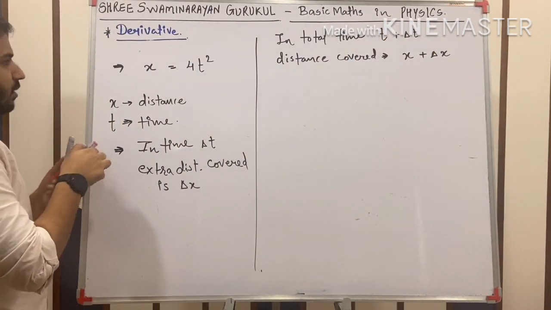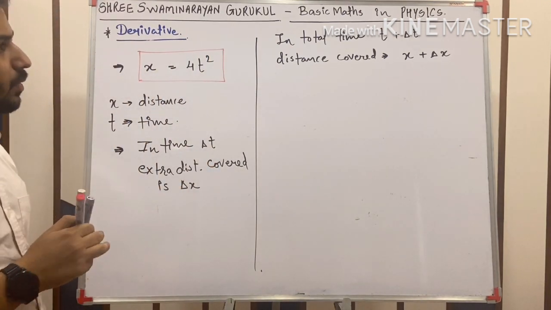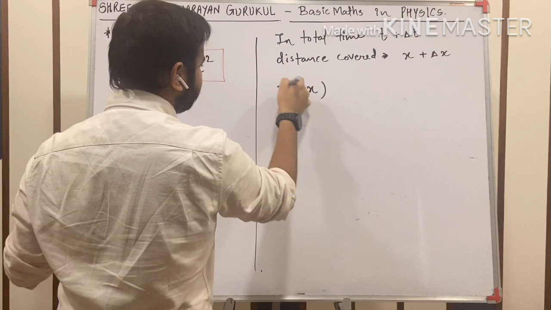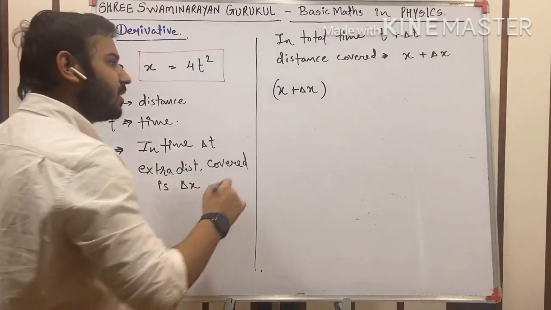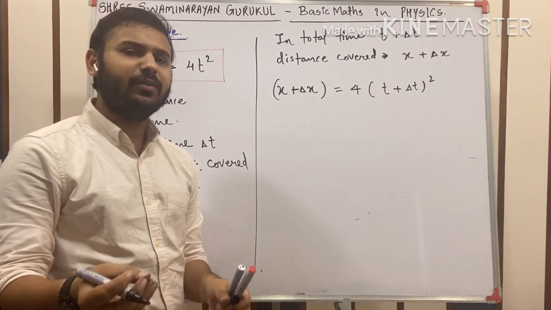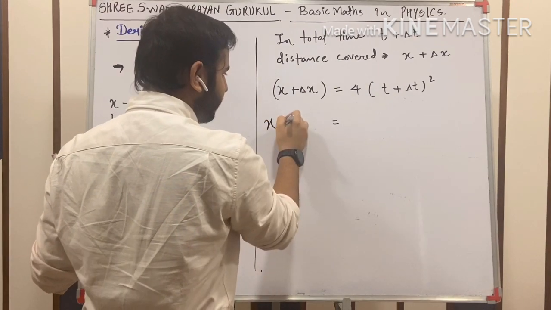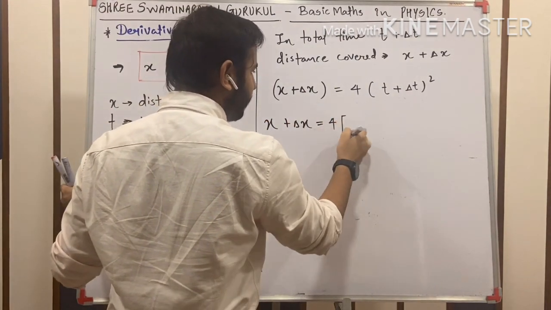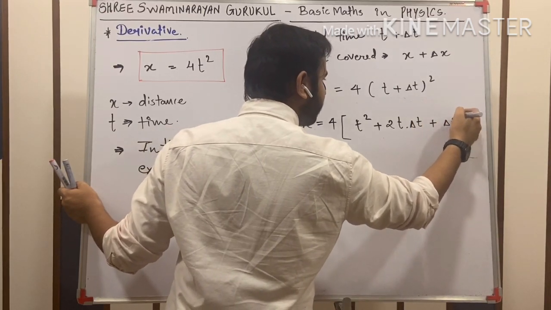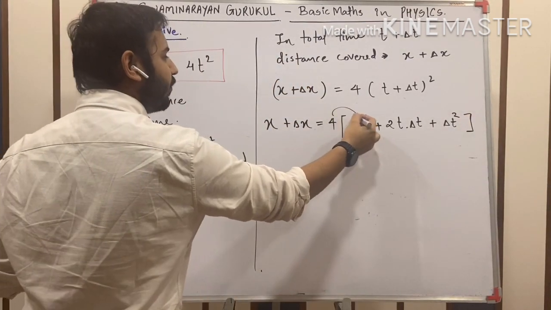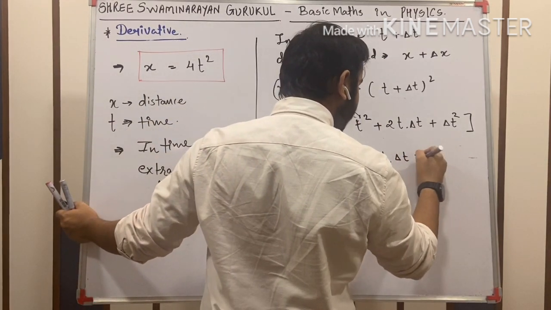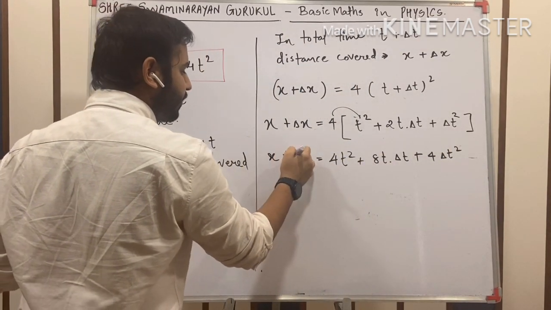Understood? Here x is a function of t. Okay, so from this function, instead of x, I substitute x plus delta x, and instead of t, t plus delta t. So 4 into t plus delta t whole square. Now t plus delta t whole square, you can solve it by a plus b whole square. This is x plus delta x, 4 into bracket a square means t square plus 2ab, so 2t into delta t plus delta t square. Okay, now multiply 4 to each: 4t square, 8t delta t and 4 delta t square. This is x plus delta x.